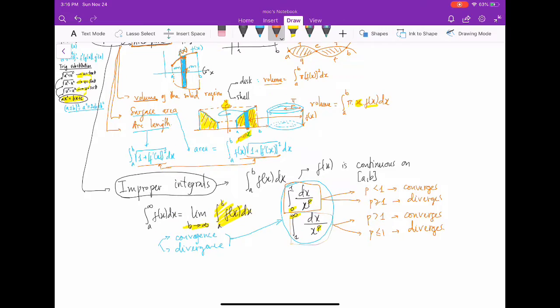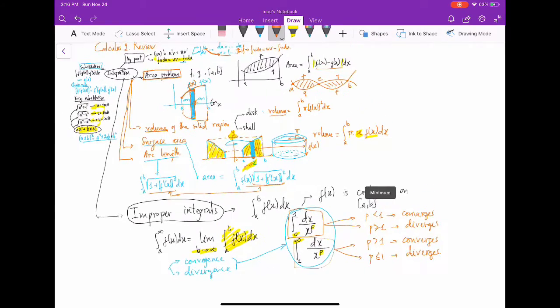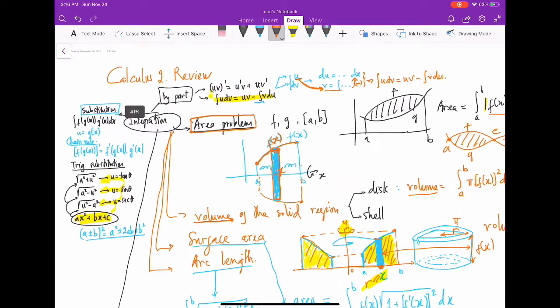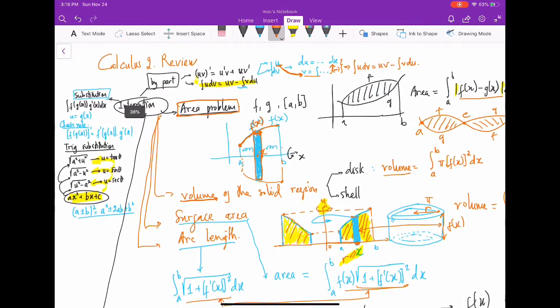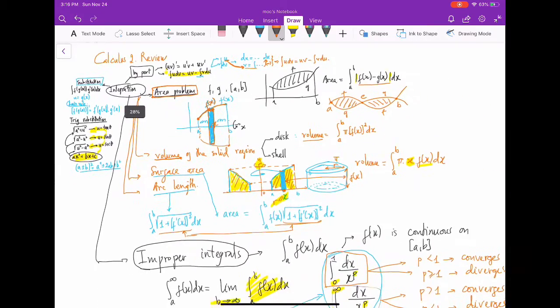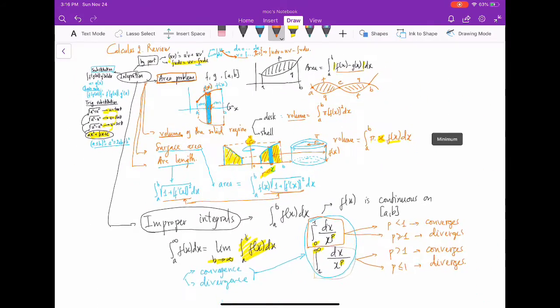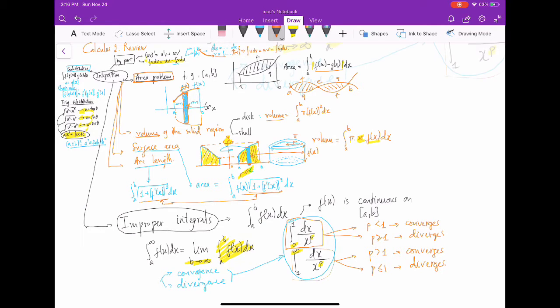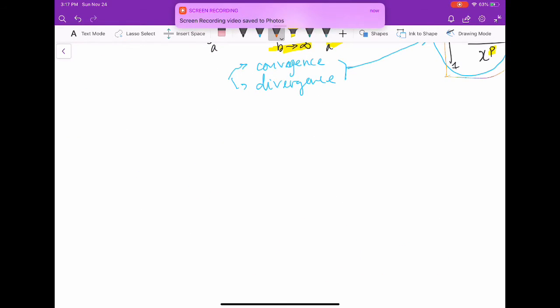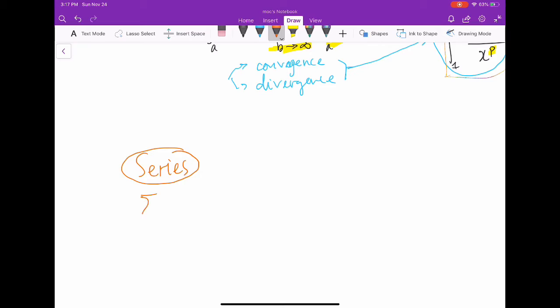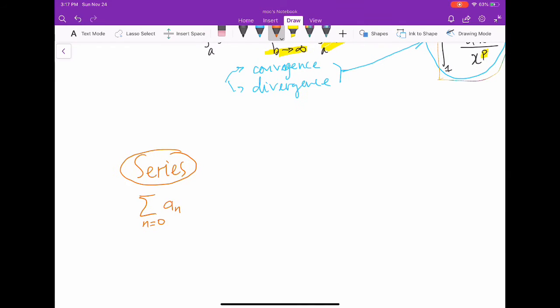I think improper integrals just close the topic of integration and applications of integrals. That is a huge part of calculus 2. But that is not all. Let's move to the next part of calculus 2. The next part of calculus 2 is series. So you write something like this: an infinite sum where n runs from 0 or 1, or from some finite number, to infinity, okay? It means you just consider a sum of numbers.